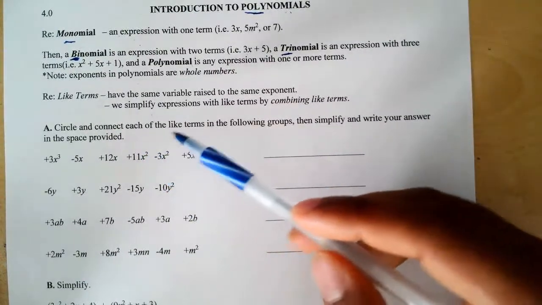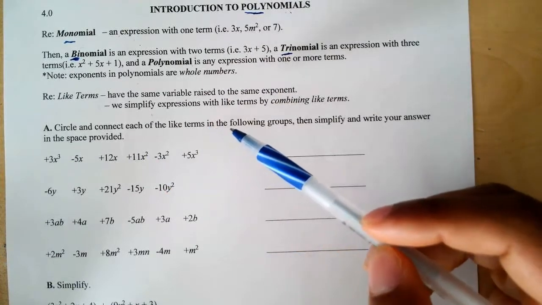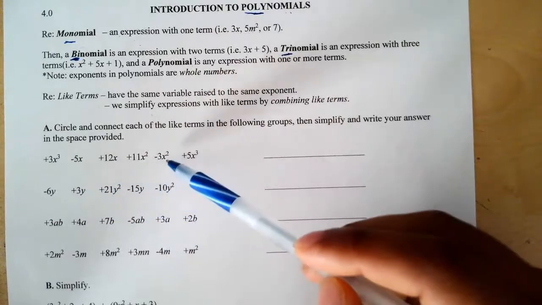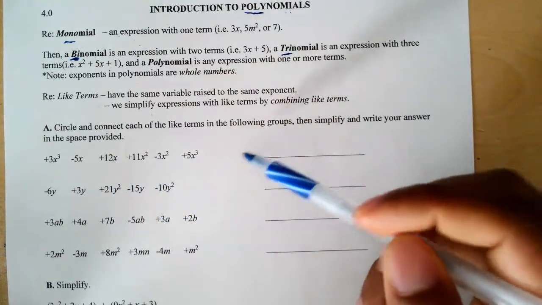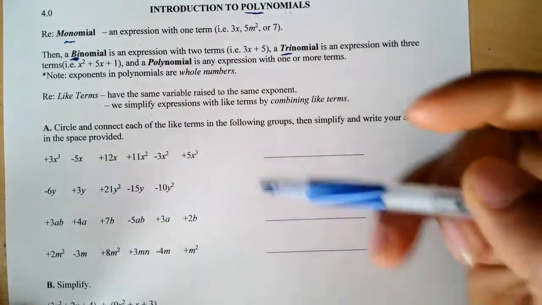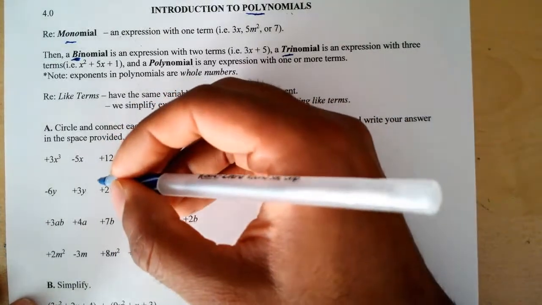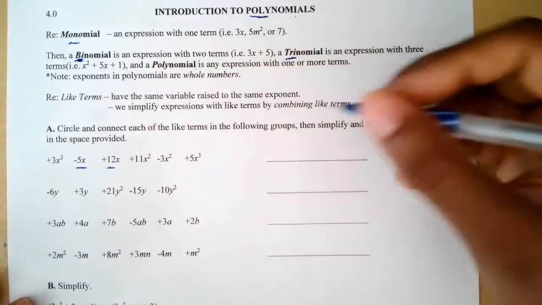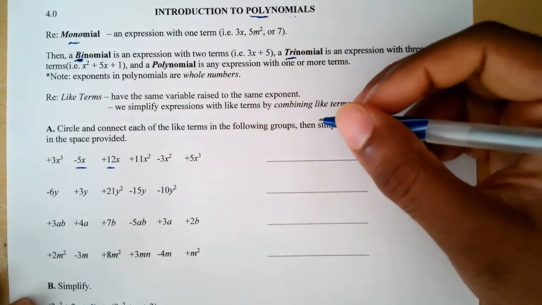Circle and connect each of the like terms in the following groups, simplify, and write your answer in the space provided. You can see that here are all our terms, and now we're going to simplify them simply by collecting like terms. You can do it a few different ways. I'm just going to underline the x's. X, x. So negative 5x and positive 12x.